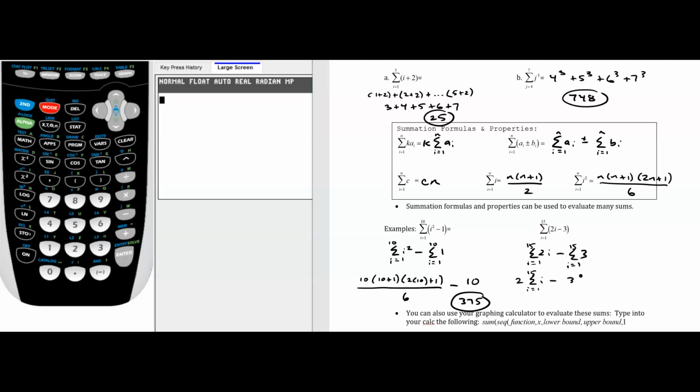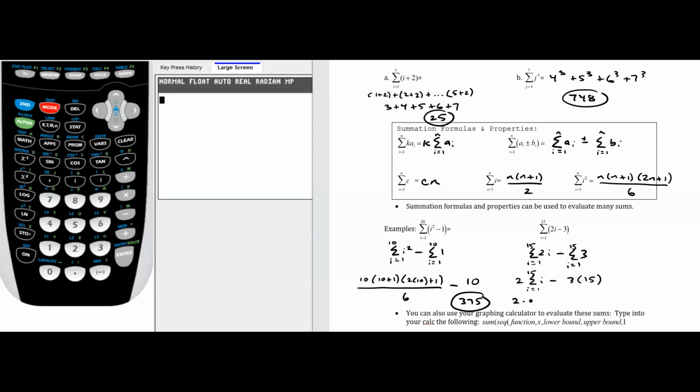So that's going to be minus 3 times 15. That's applying this concept again: the sum of a constant n times is that constant times n. And then this piece right here becomes 2 times the sum of I, where I is going from 1 to 15.